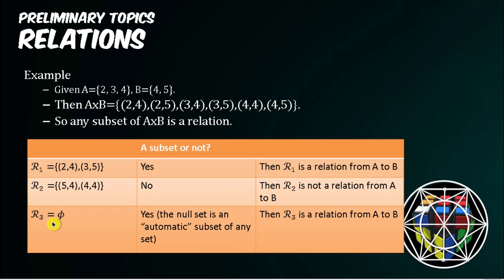R3 is the null set. Well, is this a subset of A cross B? Yes, because the null set is an automatic subset of any set.